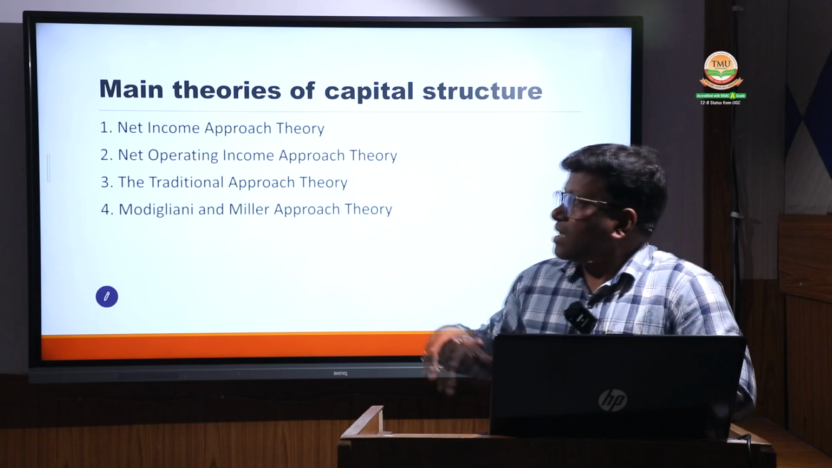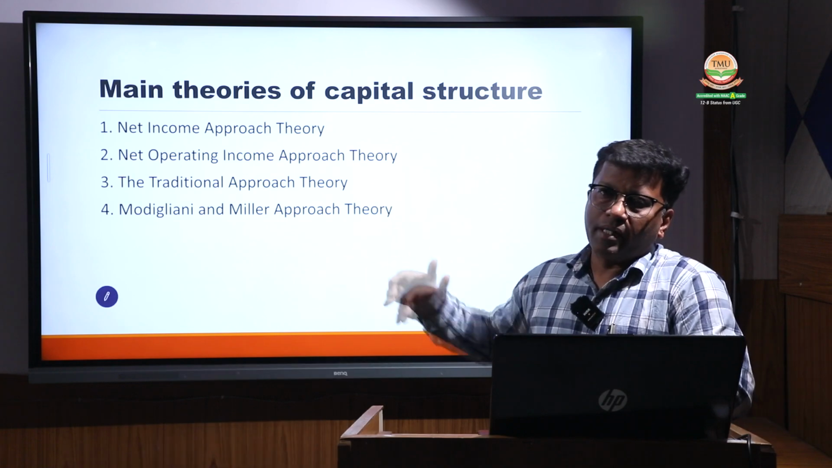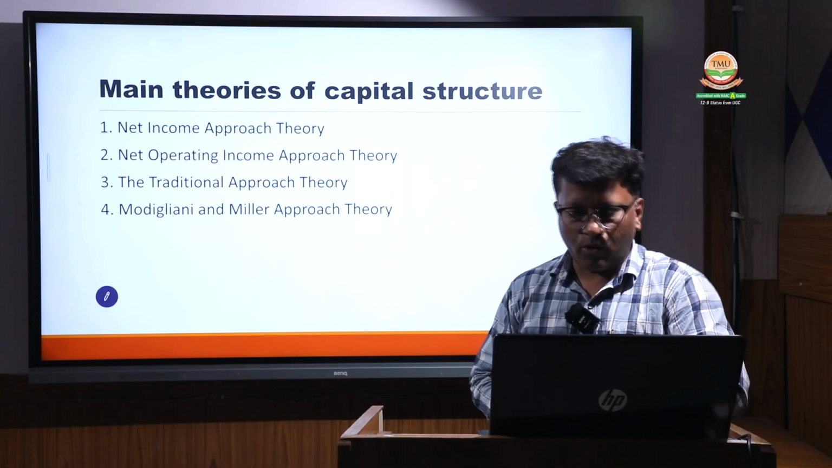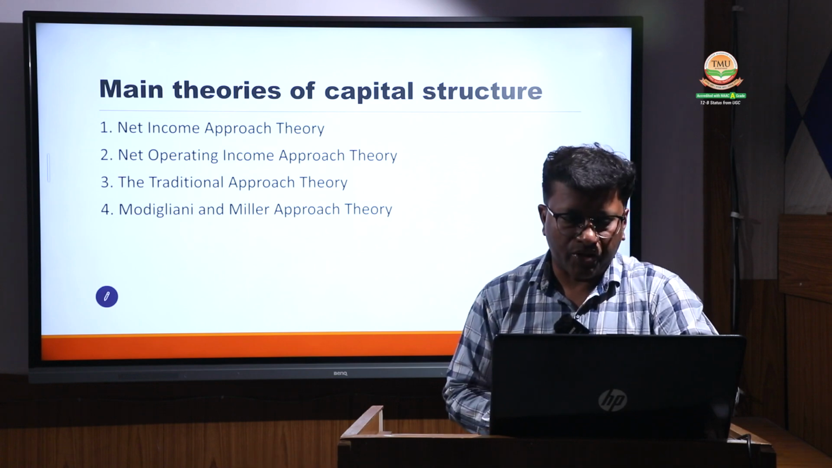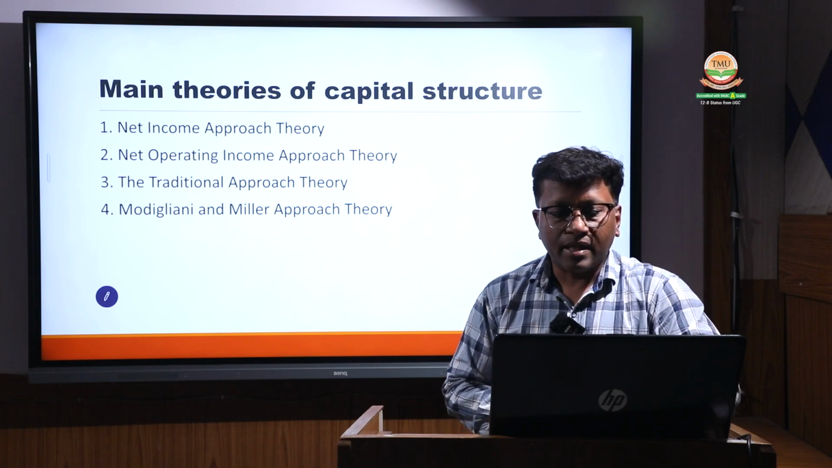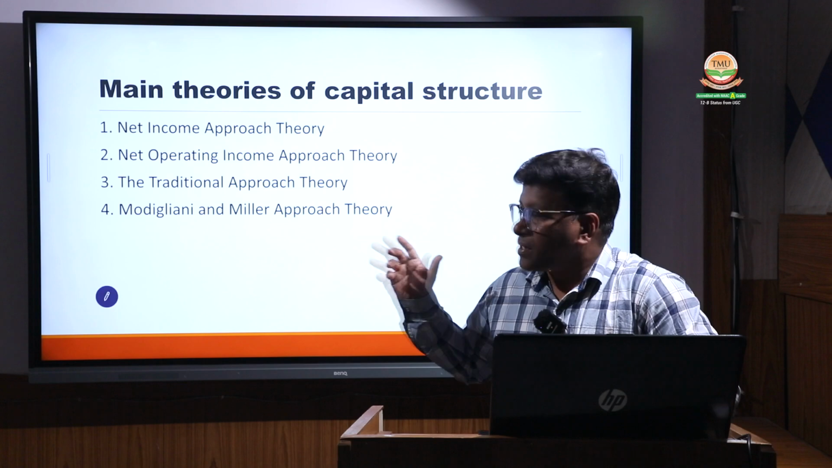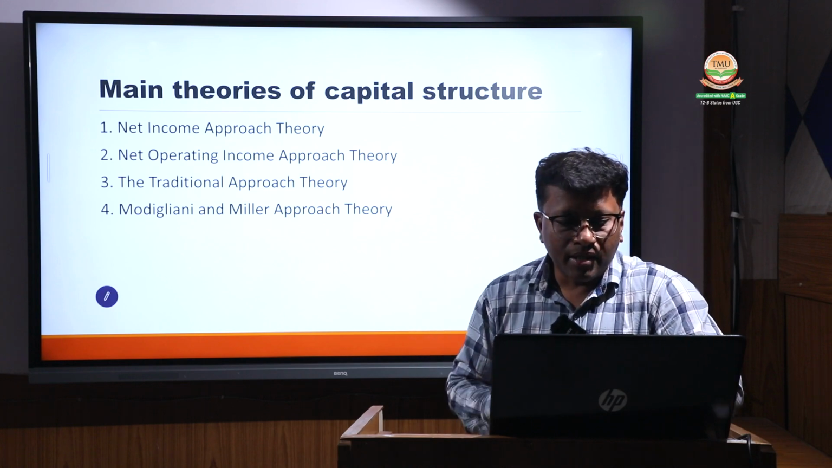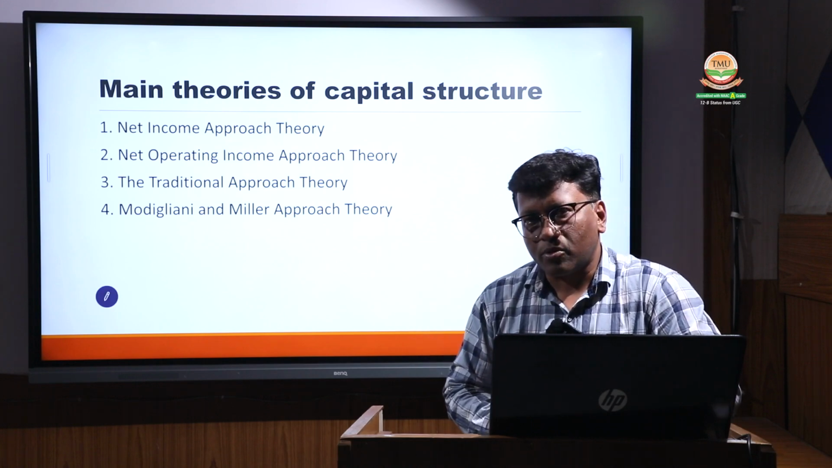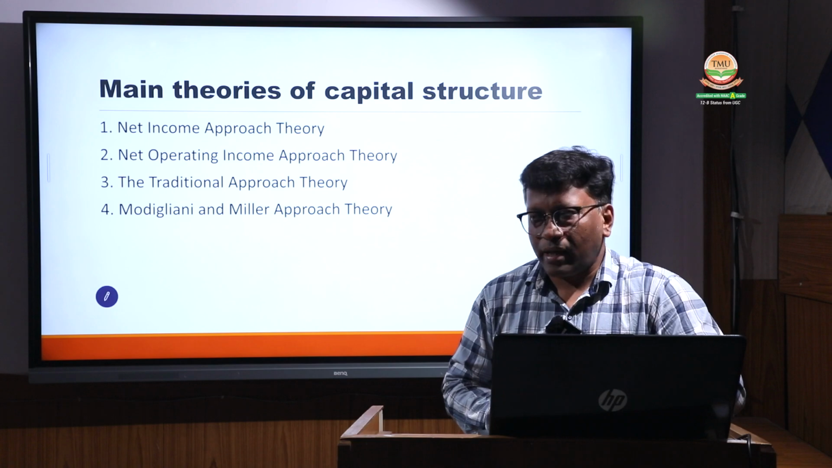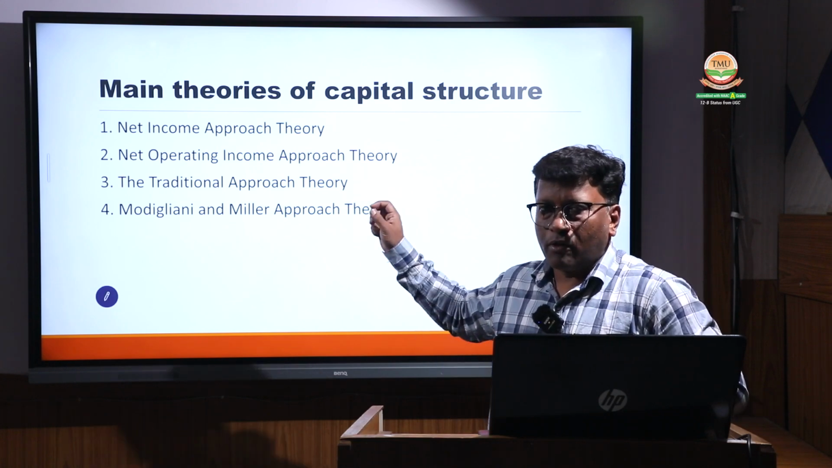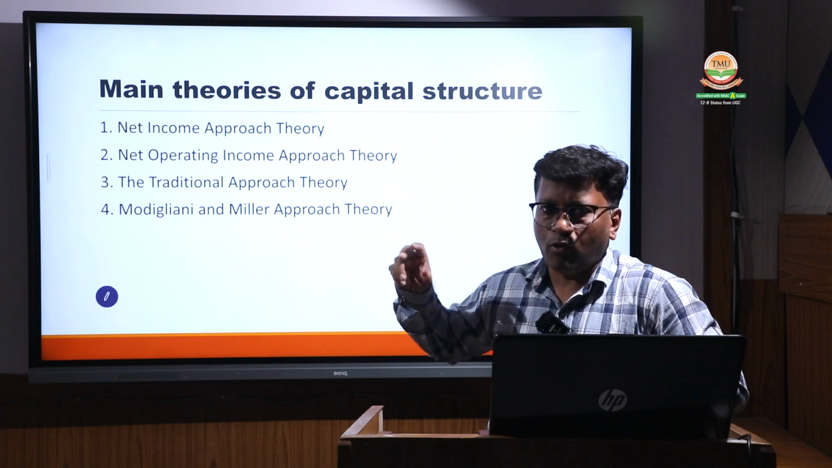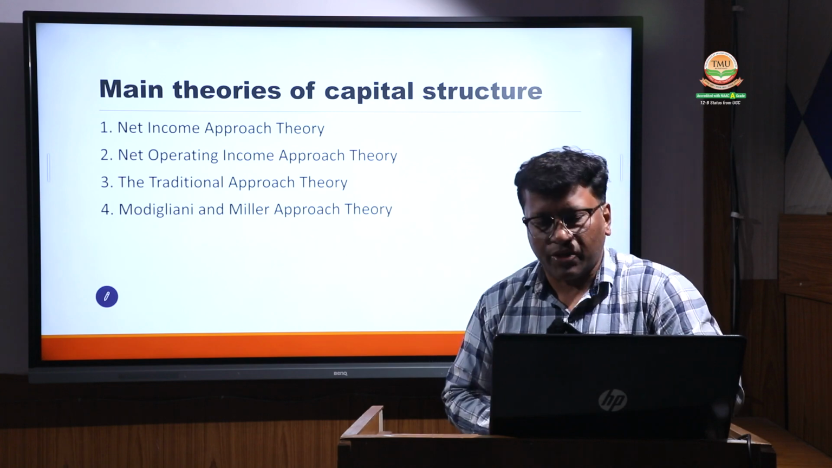So these are the approaches when you are building the capital structure, or considering the capital structure within any organization. What is the net income approach theory? What is the net operating income approach theory? The traditional approach theory and Modigliani Miller's approach theory? Is there any difference? Exactly which particular approach should we adopt when we are building the capital structure within an organization?